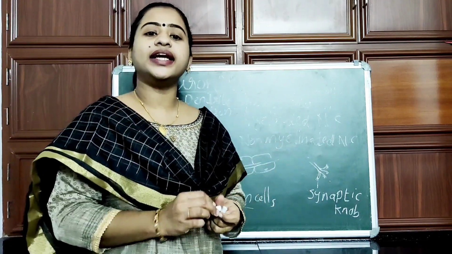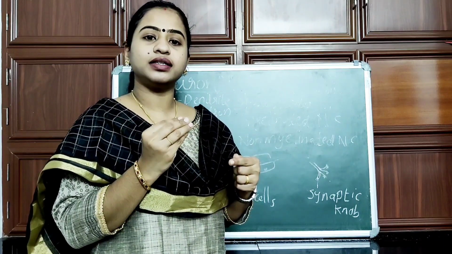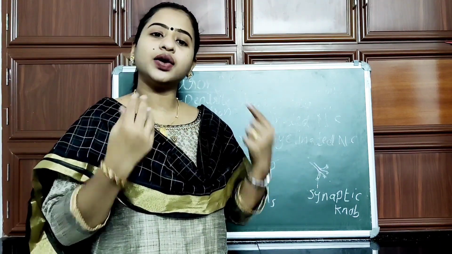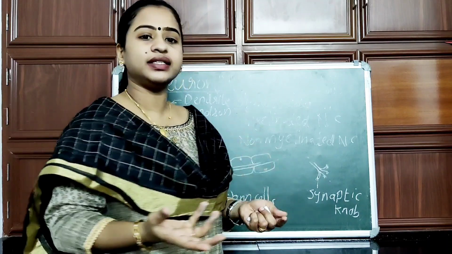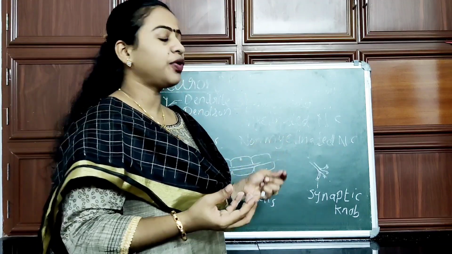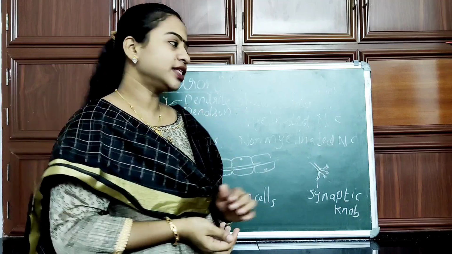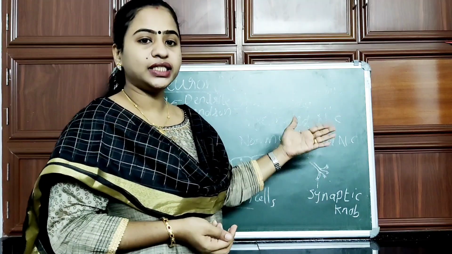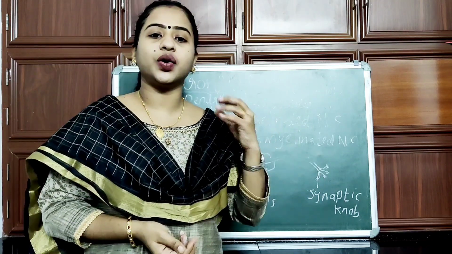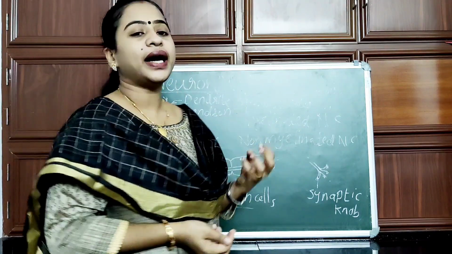In the case of myelinated nerve cells, the nerve cells are encircled by the myelin sheath. Then what about non-myelinated nerve cells? The nerve cells are not encircled by the myelin sheath. There are two types of nerve cells: myelinated nerve cells and non-myelinated nerve cells. Nerve cells encircled by myelin sheath are called myelinated nerve cells, and nerve cells not encircled by myelin sheath are called non-myelinated nerve cells.